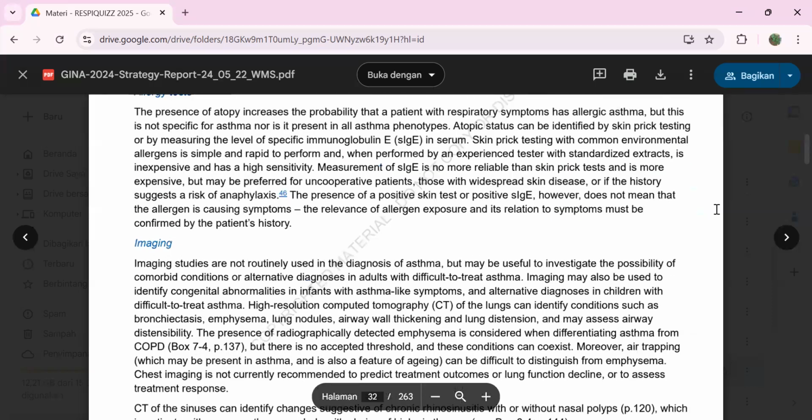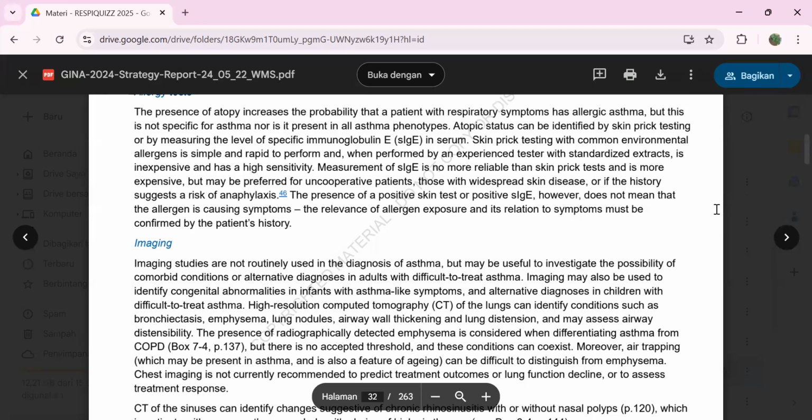Measurement of sIgE is no more reliable than skin prick testing and is more expensive, but may be preferred for uncooperative patients, those with widespread skin disease, or if the history suggests a risk of anaphylaxis. The presence of a positive skin test or positive sIgE, however, does not mean that an allergen is causing symptoms. The relevance of allergen exposure and its relation to symptoms must be confirmed by the patient's history.